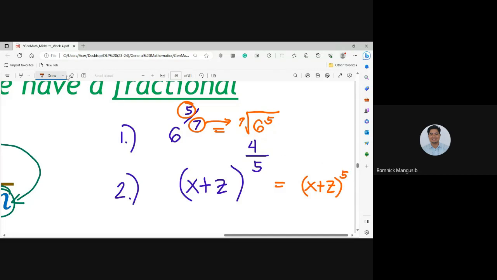And then enclose. Then yung 5. Ay, mali. It's not 5. It must be 4. So, 4. And then, yan. And then, fifth root.